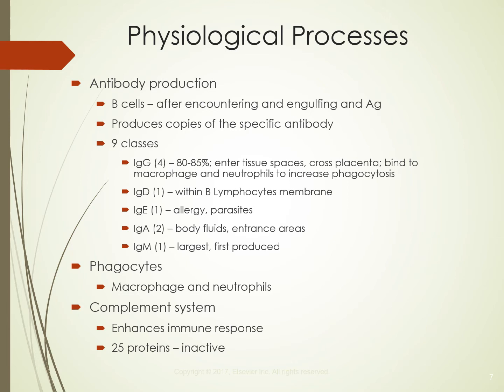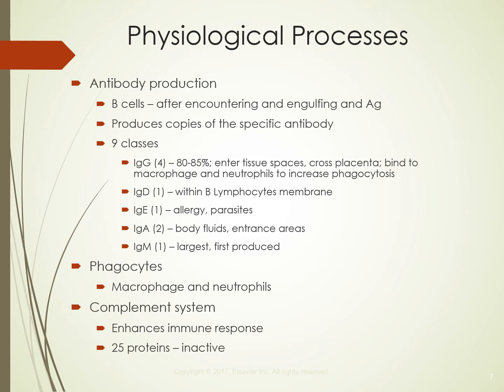IgE is responsible for allergy symptoms and increases in the presence of parasitic worms, but is normally found in trace amounts. IgA protects entrances to the body, found in high concentrations in body fluids such as tears, saliva, and secretions of the respiratory and GI tracts.